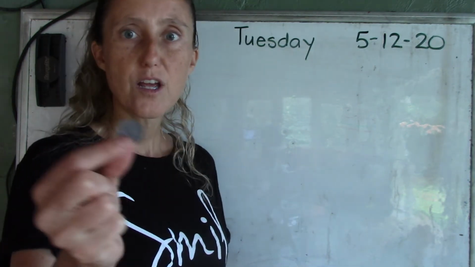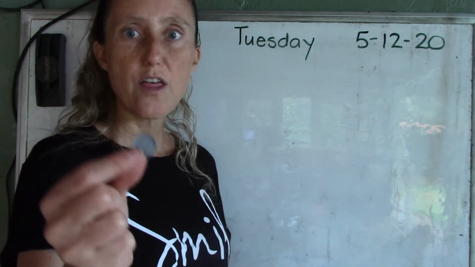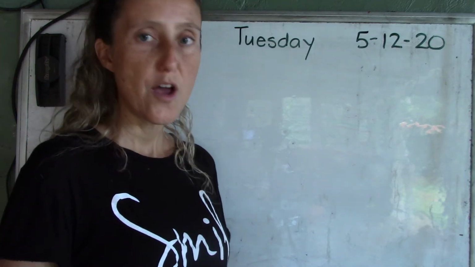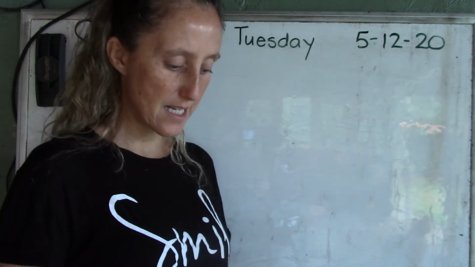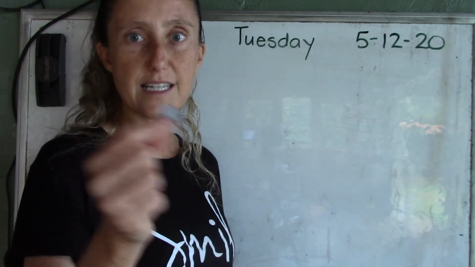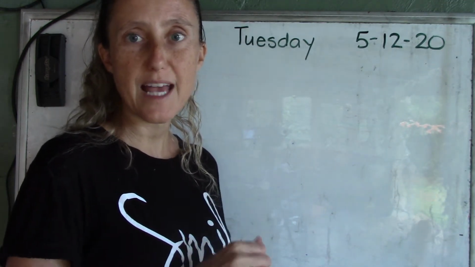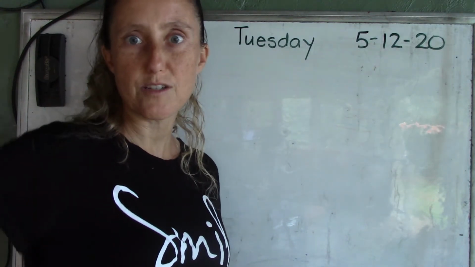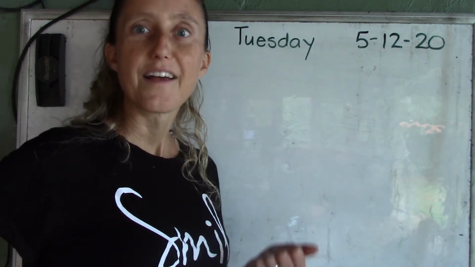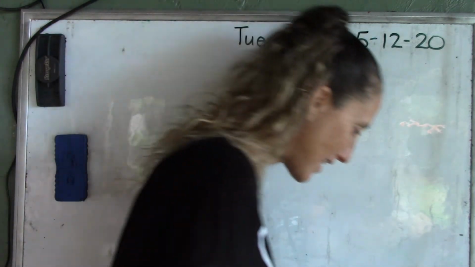10, 20, 30, 40, 50, 60. So if I have 6 dimes, I have 60 cents. And I just dropped a dime. So how much do I have now? 50 cents. That's right. Okay.